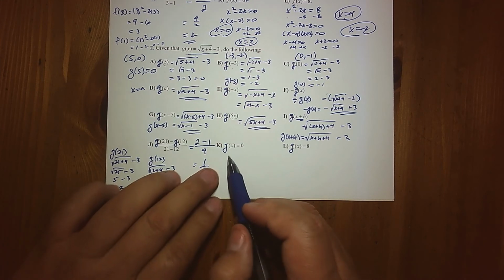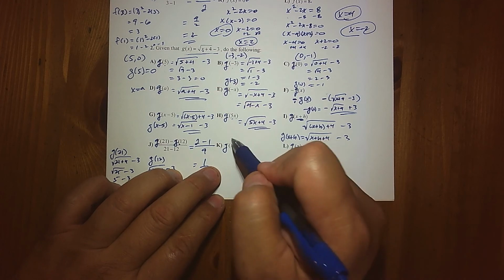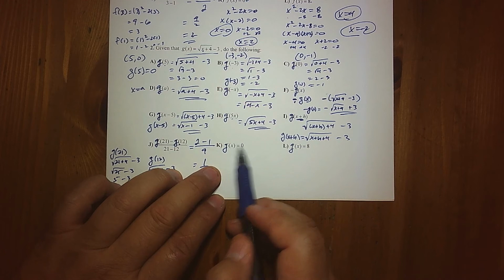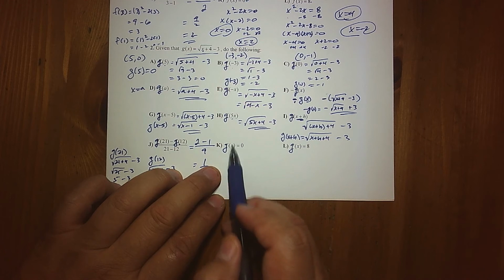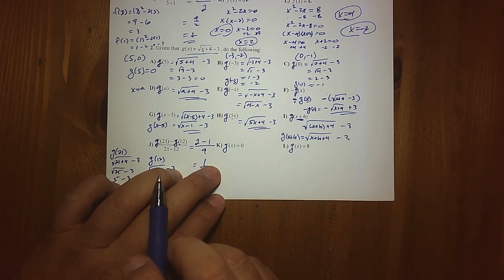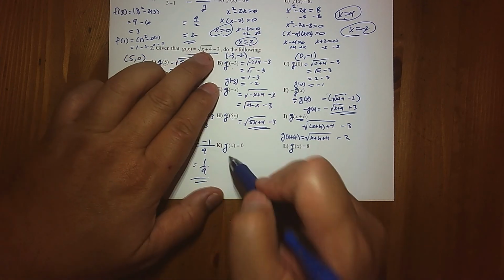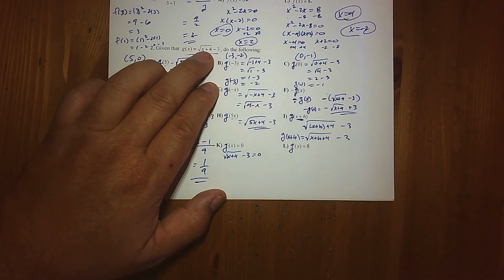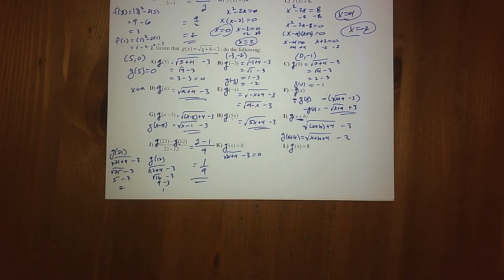Last two, k, g of x is equal to 0. So this time I'm not telling you what the input is, I'm telling you what the output is. So we have to find the input. What input creates that output of 0? So I'll go to my function. We basically have the square root of x plus 4 minus 3. When is that equal to 0? And we're essentially now solving a radical.